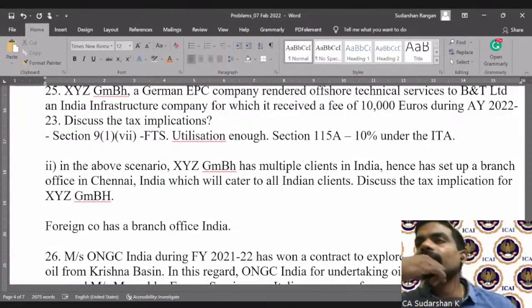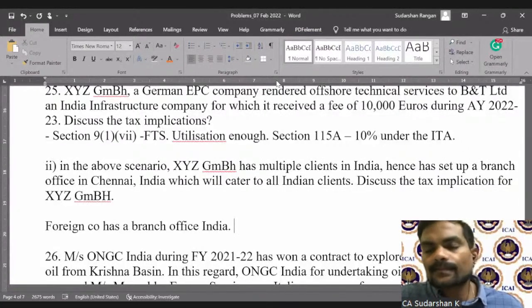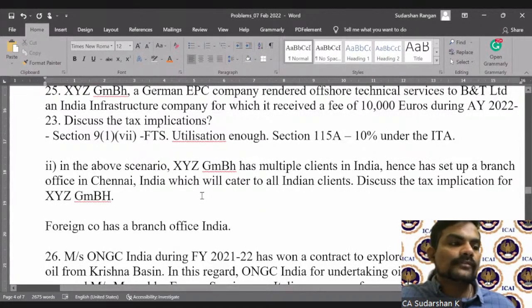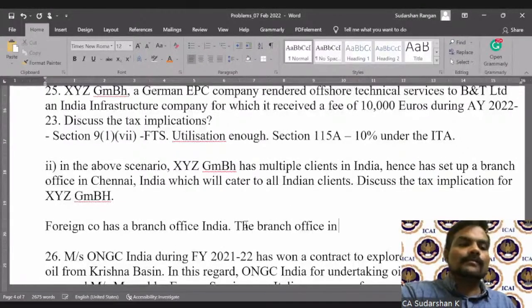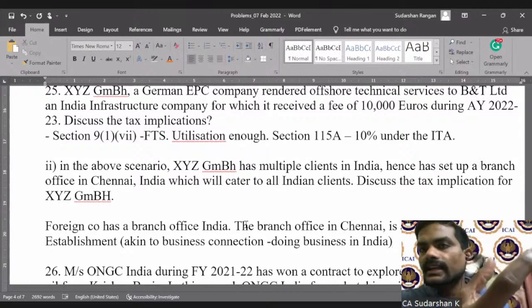Now, a foreign company has a branch office in India. So remember the fundamentals. Business connection. We saw section 9(1)(i). The business connection equivalent word normally used internationally is permanent establishment. That is doing business in India vis-a-vis doing business with India. So in this situation, by having a branch office in India, they are doing business in India. So therefore, the branch office in Chennai is a permanent establishment. We will also look deep into permanent establishment in the subsequent session, but permanent establishment is almost similar to business connection. The idea is you should be doing business in India. This is the fundamental underlying concept.